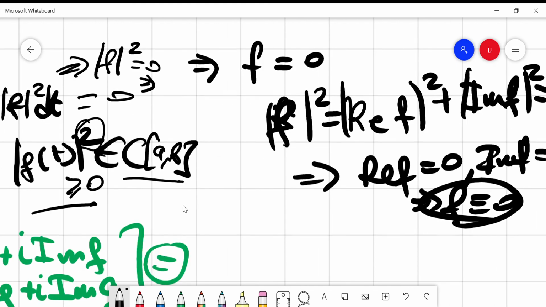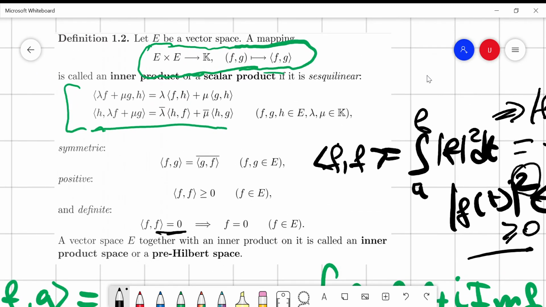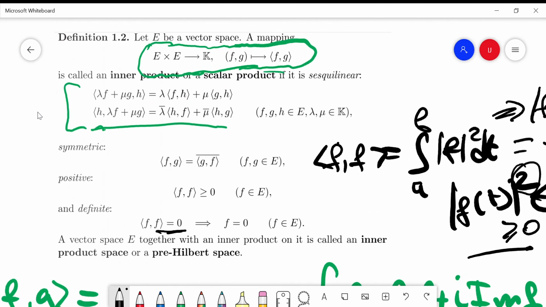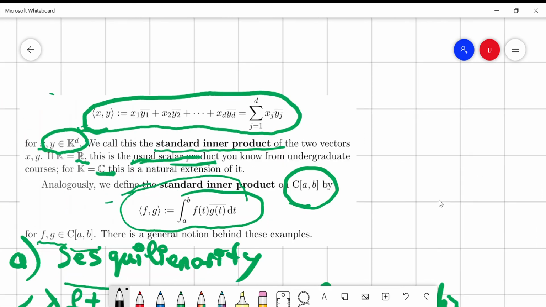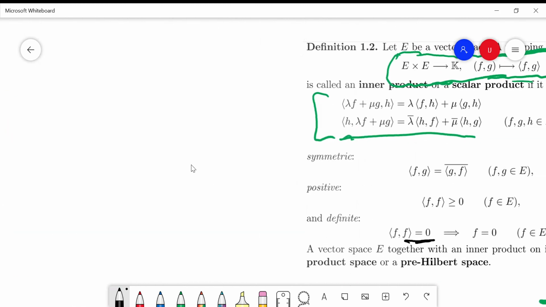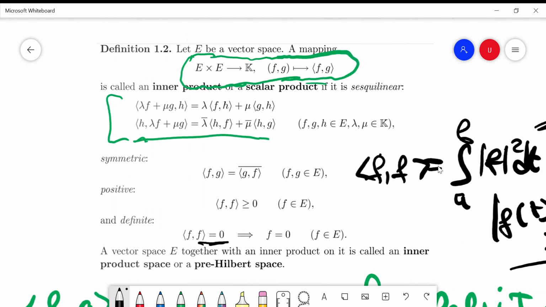Okay, so now we proved that the inner product defined in this form actually satisfies all these properties, and it is an inner product. Then we can call it an inner product, and the space that is endowed with this operator is called an inner product space, also known as a pre-Hilbert space.